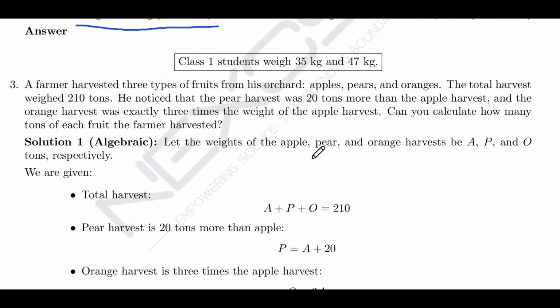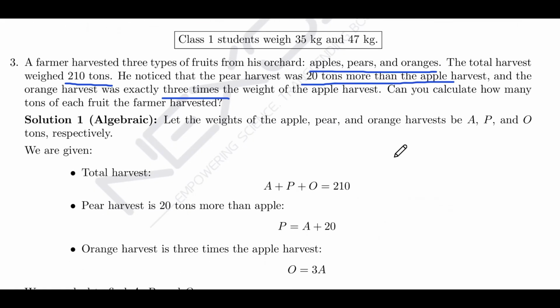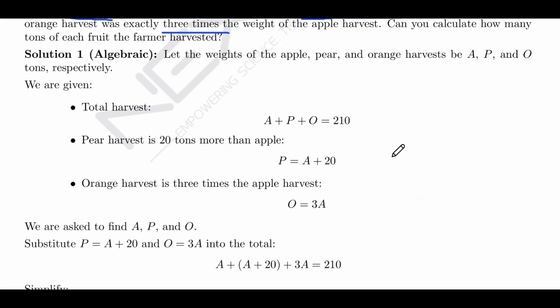A farmer harvests apples, pears, and oranges, with a total harvest weighing 210 tons. We have 2 clues. The pear harvest is 20 tons more than the apple harvest, and the orange harvest is exactly 3 times the size of the apple harvest.